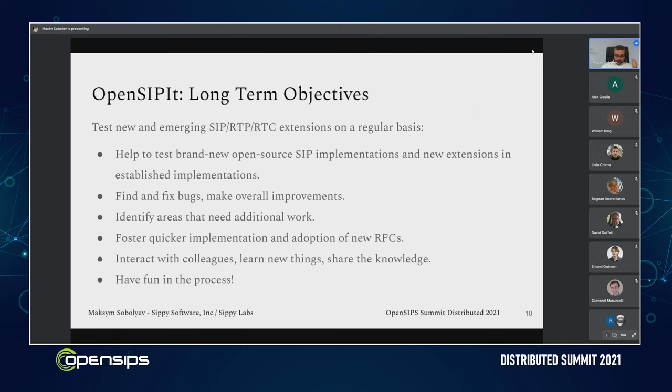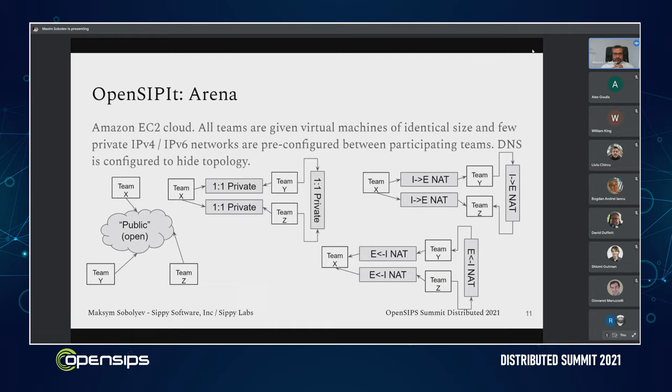Now, the way we see this organized was to get several teams representing different projects, and sometimes we might have different teams representing the same projects, depending on circumstances. But essentially, we give everyone an instance in the AWS EC2 cloud, and we set up some private networks between those teams to run scenarios.